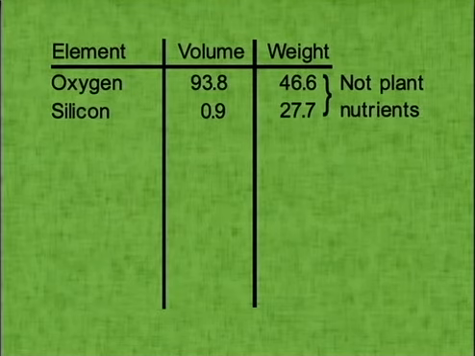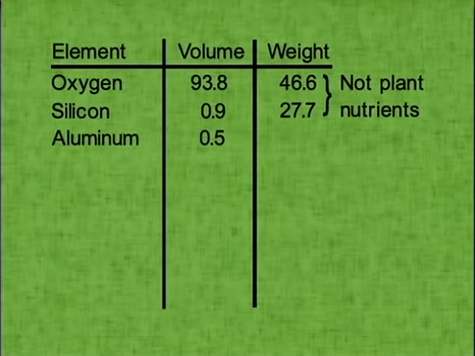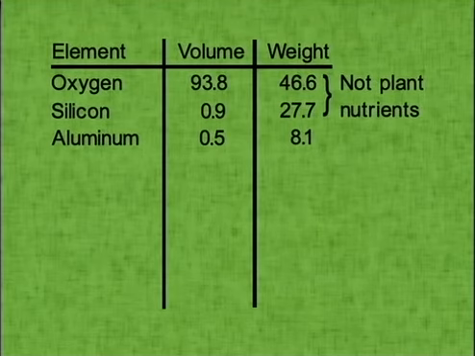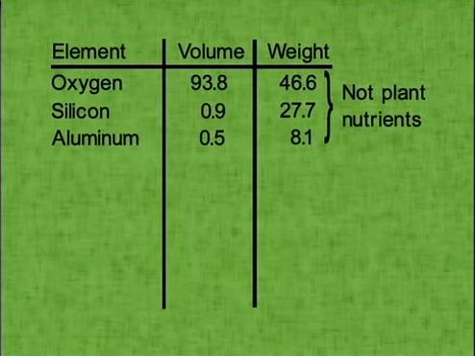The third element is aluminum. Third most abundant, 8.1% by weight. Like the first two, also not required by plants for growth.